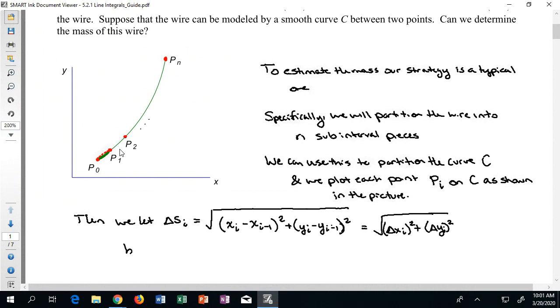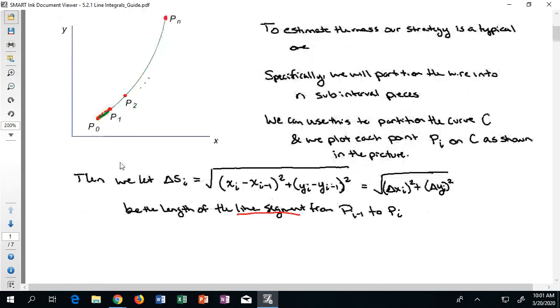And so I'm going to let this be the length of the line segment from P sub i minus 1 to P sub i. So it's the length of that red line segment. And while that's not exactly the length of that green curve, it's pretty darn close.